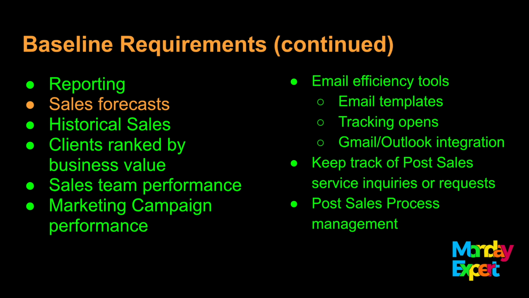The sales team performance was in the dashboard as we showed. You could measure each individual salesperson on the team's performance and break it down month by month. The marketing campaign performance was demoed when we sent out the mass email, along with the analytics of how many people opened it and the success rate. The email efficiency tools were also demoed when we showed the correspondence and the logging of activities. There were the options to use a template. It also tracked whether or not that email was opened, and we were using Gmail, so that is also green.